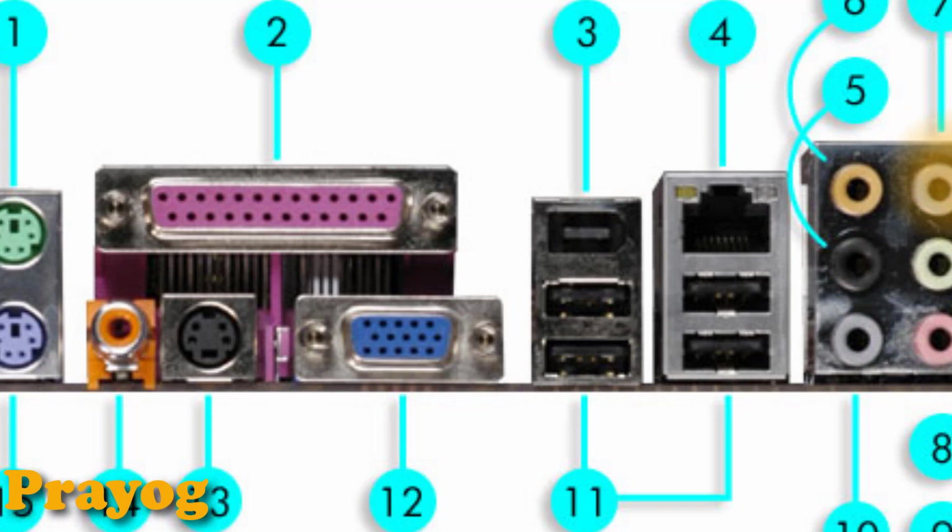Okay, and let's move on to the USB ports. You can see that there are 3 USB ports here, 4 USB ports here, number 11. Okay, and number 12 is the VGA port, which is used to interface the motherboard with the monitor.